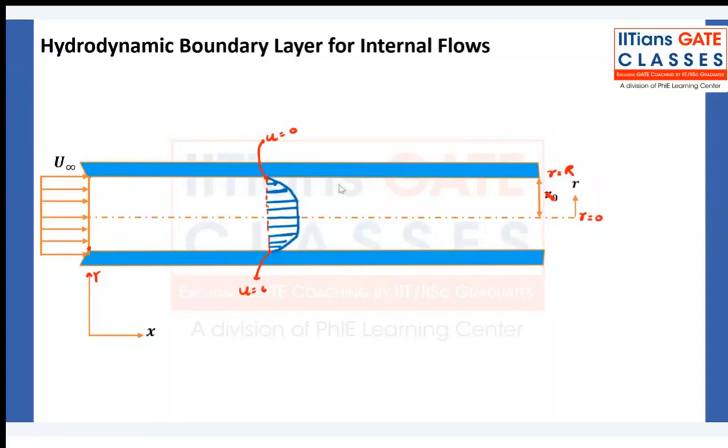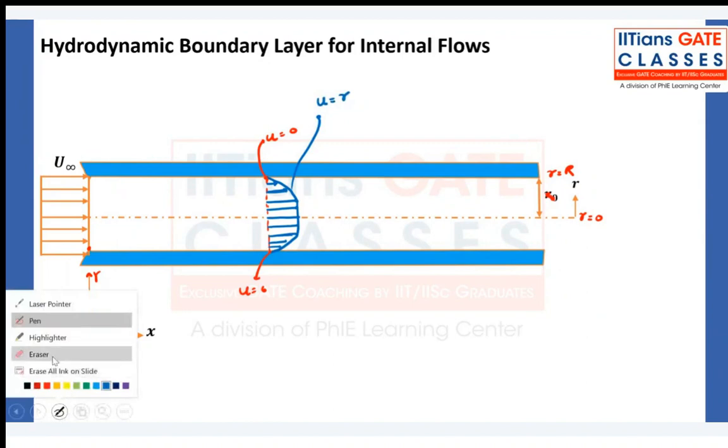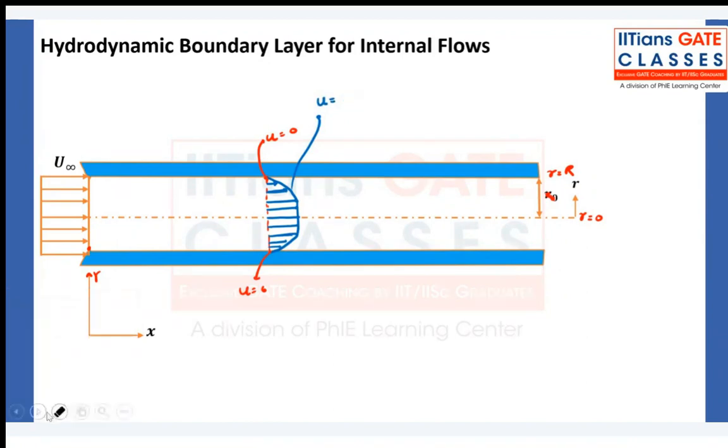Now here you see, if we talk about this, u is varying in r direction, isn't it? It is varying in the radial direction. It is also varying in x direction. Okay. So you see here, it is varying in x direction. How it is varying in x direction, you see.